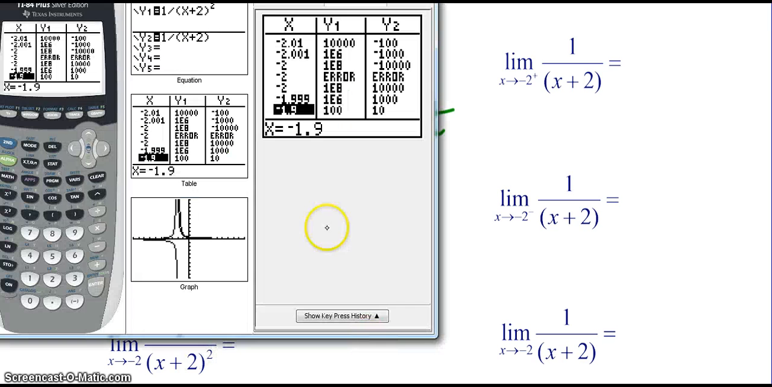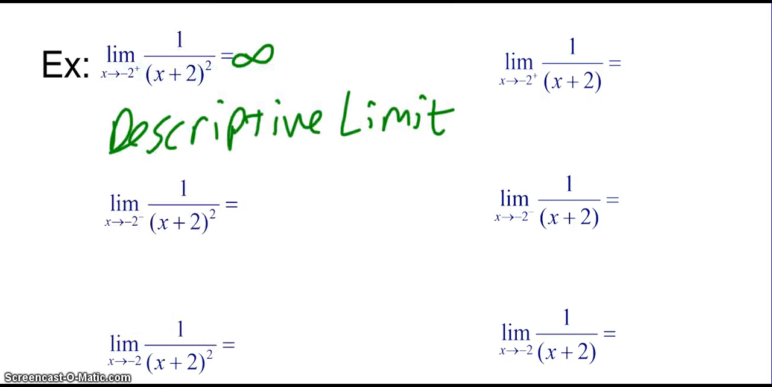So if I look back here at negative 2 from the right, those numbers are also getting very large. So that's also going to be infinity. Therefore, if it's approaching the same thing from the left and from the right, our limit is going to be the same. So it's going to be infinity. Again, this is a descriptive limit. I do realize I misspoke: this one right here was from the right, and that's from the left. It doesn't change my answer though, they're both going to infinity.